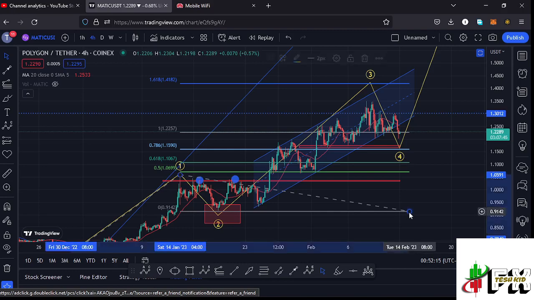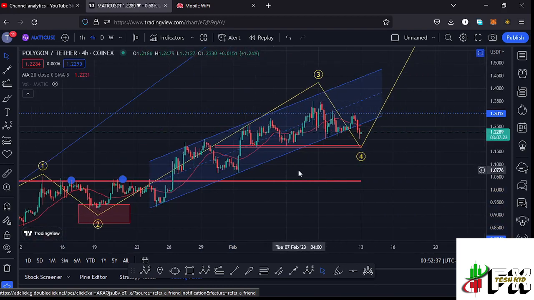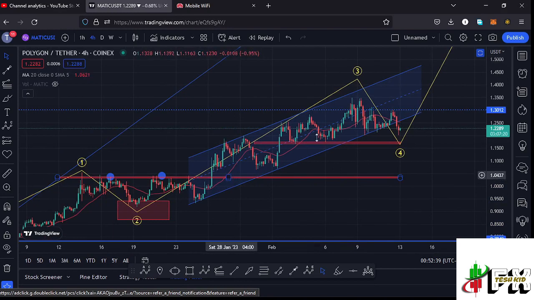And at the moment, we have not yet fully maximized our target area to the upside in the formation of that wave 3. Rather, we have made our peak at around the $1.3 mark, meaning we have not yet fully maximized our target areas to the upside in the formation of that wave 3. And at the moment of this recording, we have seen a break out of this ascending channel that we have over here to the lower side.